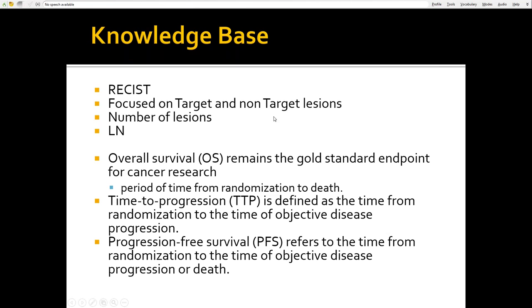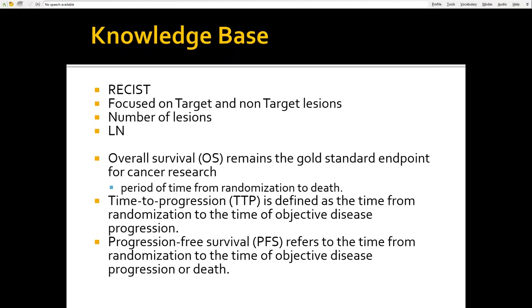So there's different criteria that's out there. One of them is the RECIST criteria that's utilized. And some focus on the target, some focus on non-target lesions, some focus on lymph nodes, but overall, you kind of have to globalize the treatment that you've done on that particular patient.